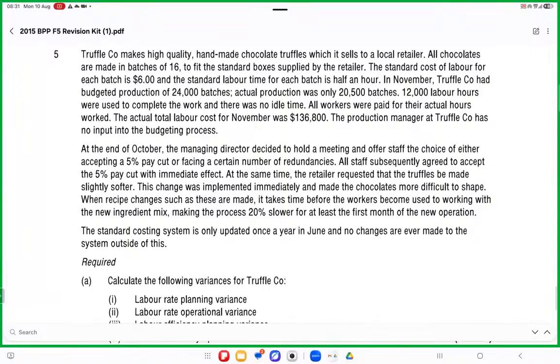The production manager at Truffle Company has no input into the production budgeting process. At the end of October, the managing director decided to hold a meeting and offer staff the choice of either accepting a 5% pay cut or facing a certain number of redundancies. All staff subsequently agreed to accept the 5% pay cut with immediate effect. At the same time, the retailer requested that the truffles be made slightly softer.